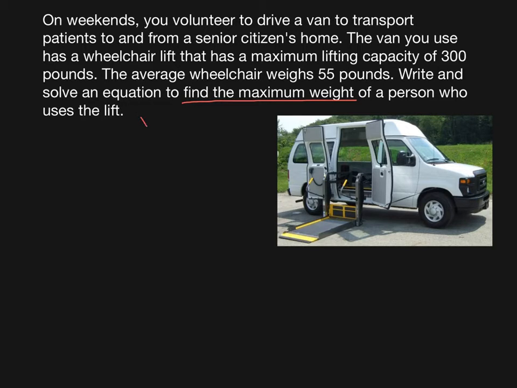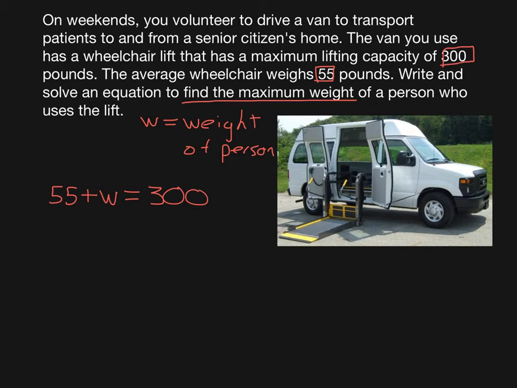Now, I can use W here to represent that. Weight of person. It's the weight of a person who uses the wheelchair lift. Now I want to put a box around the information I need. 300 pounds, that's the maximum capacity, and a wheelchair weighs 55 pounds. That means that the wheelchair plus the weight of the person at its absolute maximum can be 300 pounds. So here's my equation. 55 plus W equals 300.